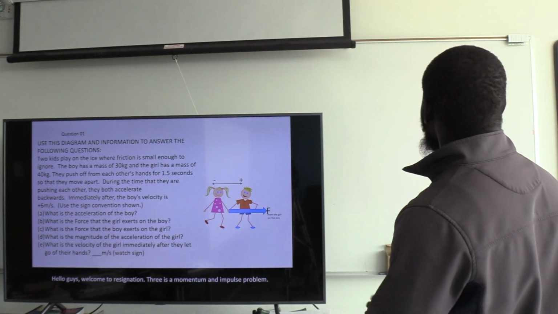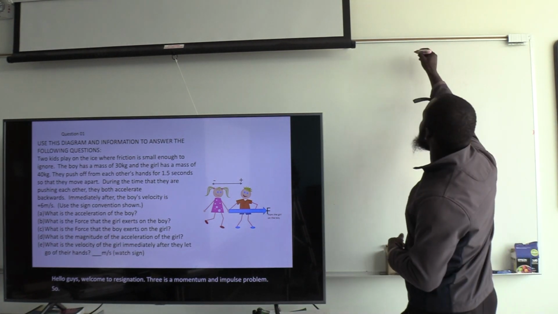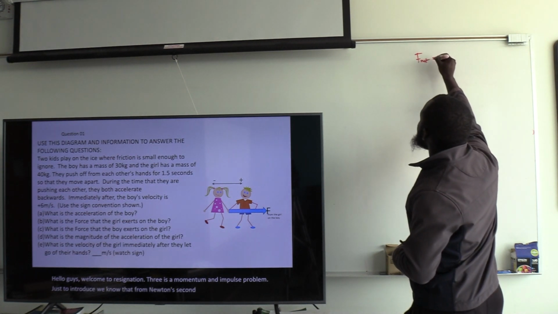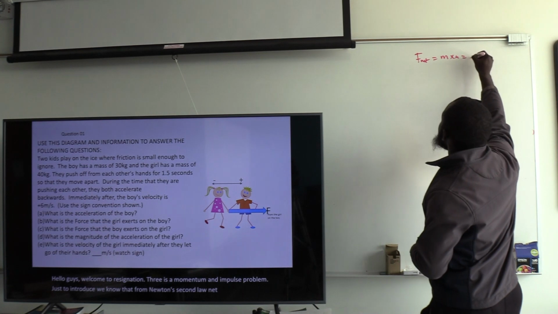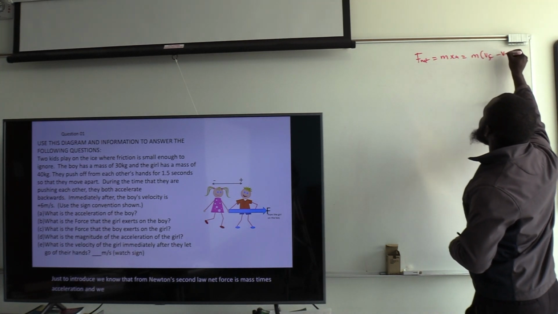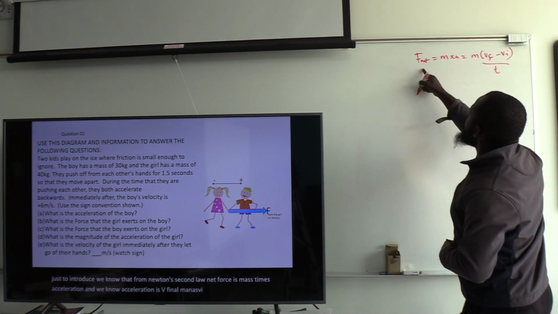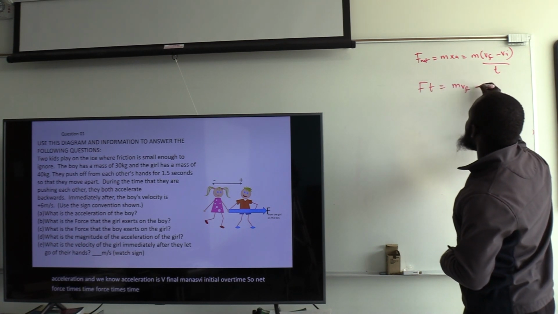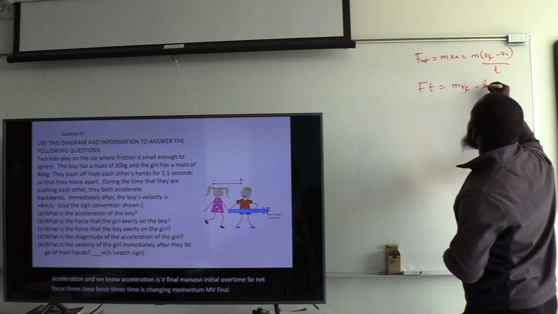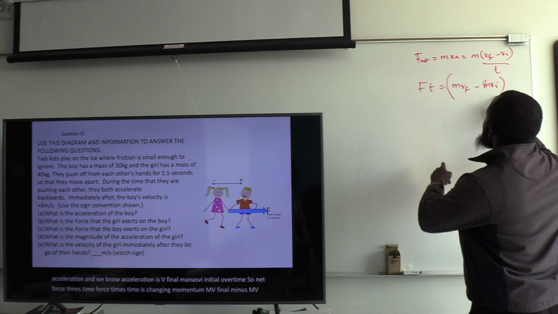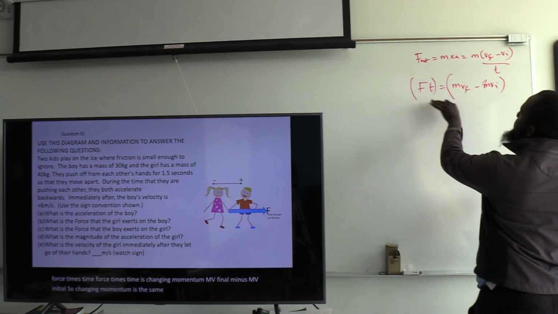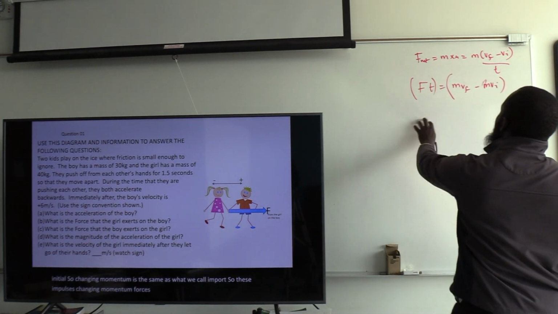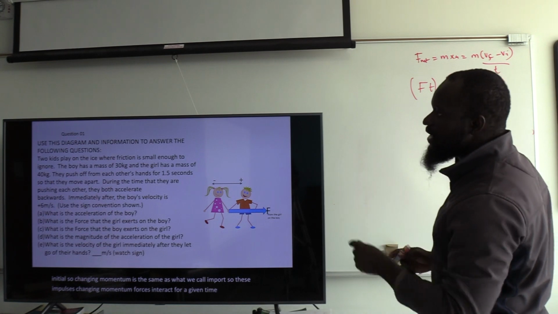So, just to introduce, we know that from Newton's second law, net force is mass times acceleration. And we know acceleration is v final minus v initial over time. So net force times time is change in momentum, m v final minus m v initial. So change in momentum is the same as what we call impulse. So when forces interact for a given time, it's equivalent to your change in momentum. So that's what's going to happen here.